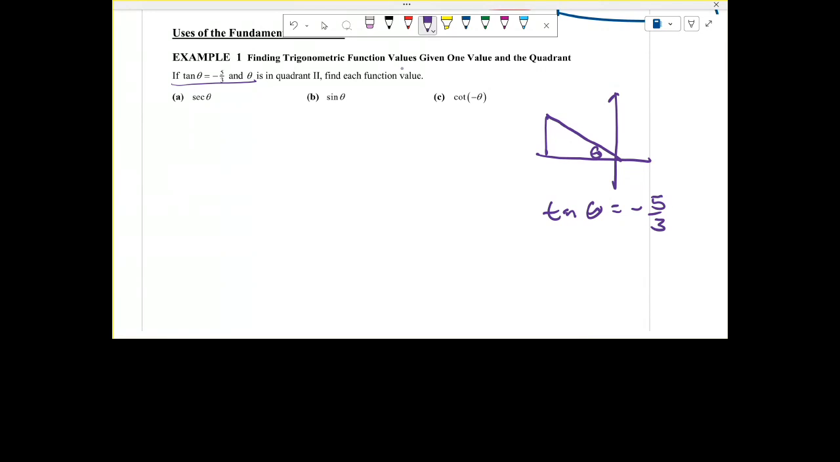Is it x over y? Is it opposite over adjacent, or is it adjacent over? Isn't it y over x, right? Look, y'all, so we're going to go like this, y over x. Okay, let me ask you a question.